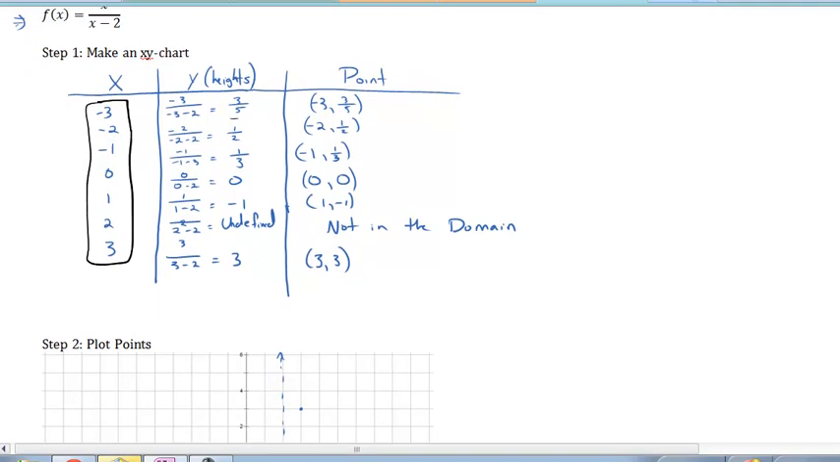Once I've taken those 7 and plugged them in, you can see the process as I plug them in, and then I've recorded what the point would look like on the right. The most interesting part is what happens here. When you plug in 2, you get something that's undefined: 2 over 2 minus 2. That's division by 0. When it's an undefined height, it's not in the domain.